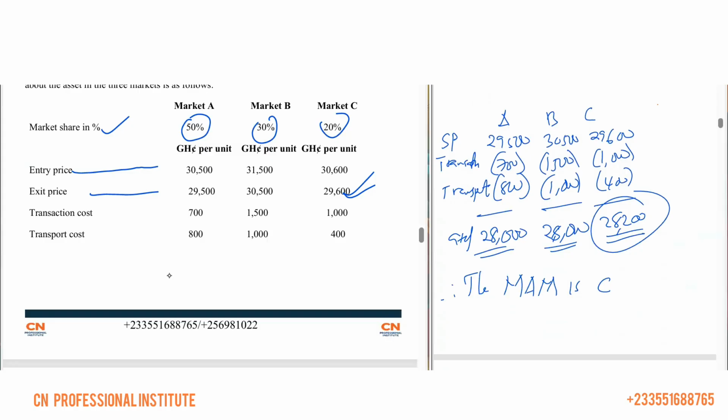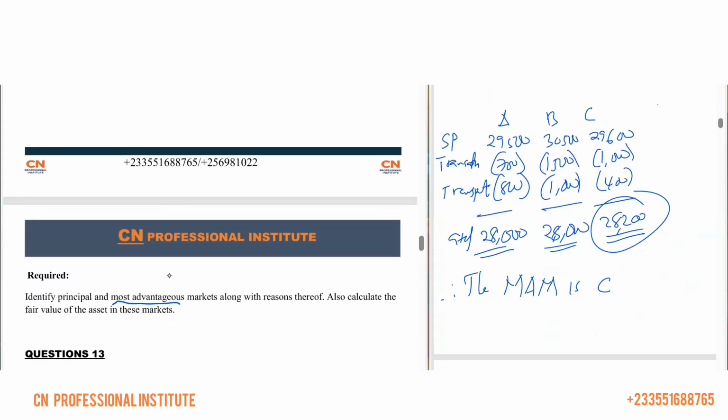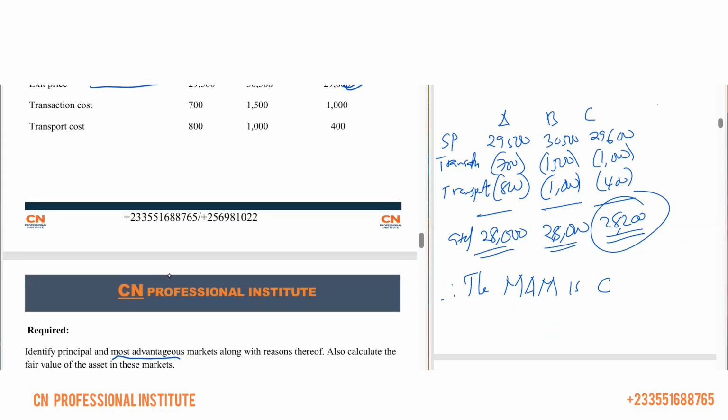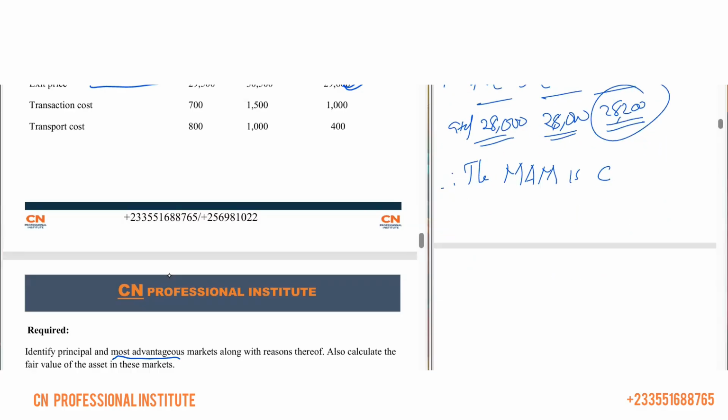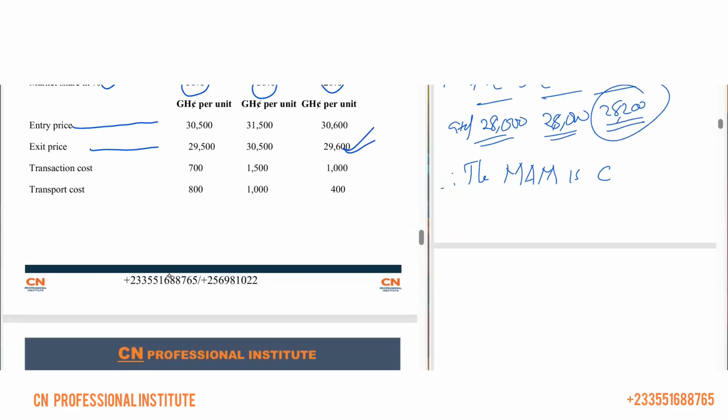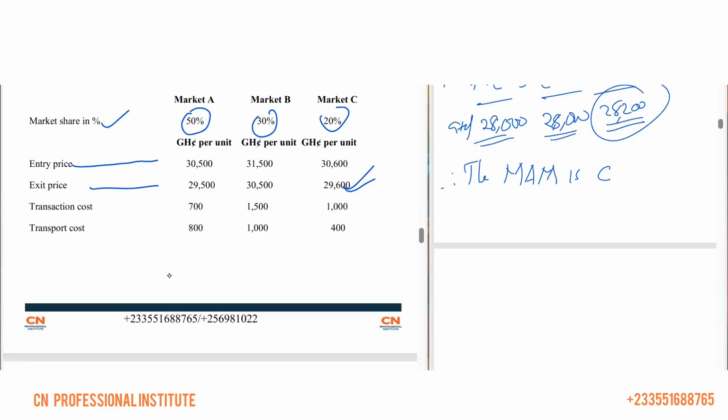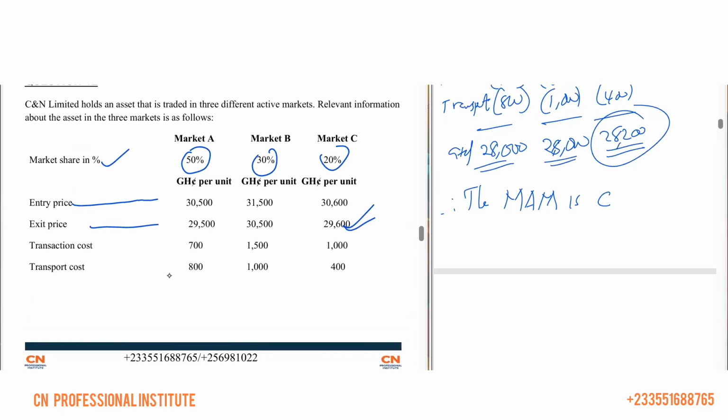Which one are we going to use? The standard clearly states that we should always determine fair value from the principal market. Don't forget that. We are therefore going to use the principal market, market A. So we go to market A. Fair value is equal to your selling price minus transport cost.